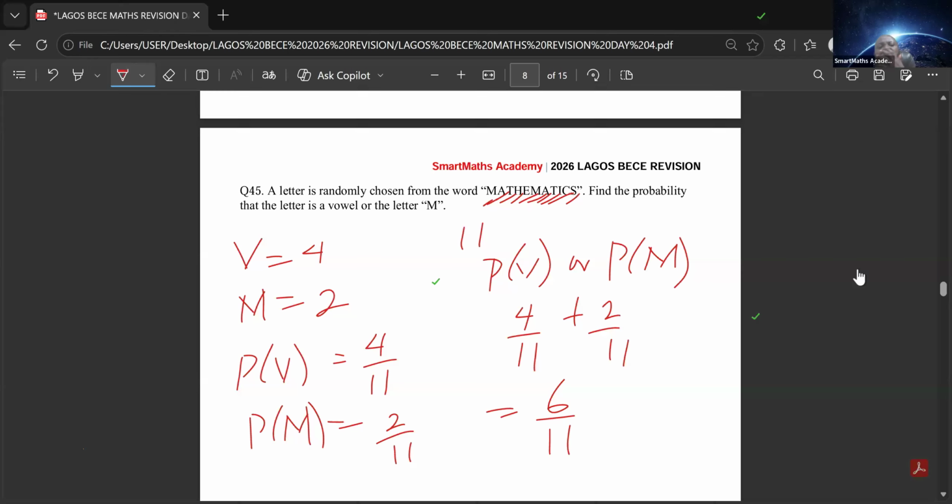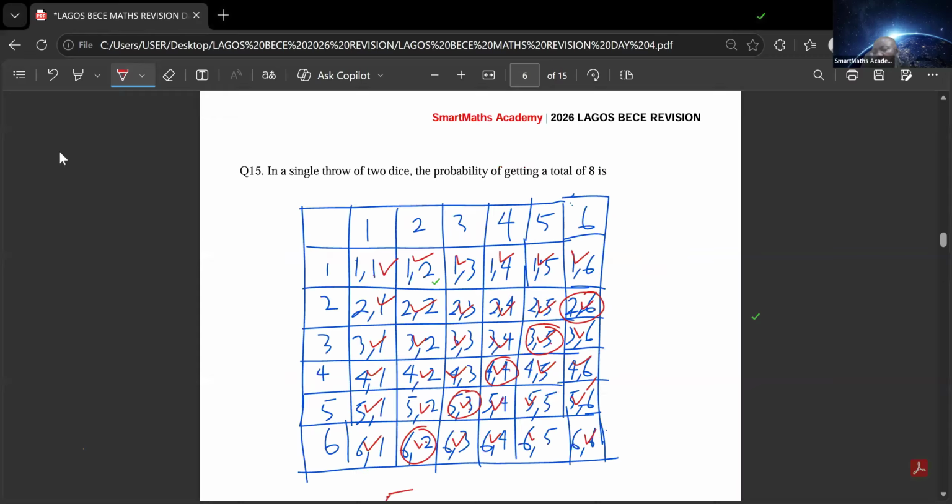Because the question says, in a single throw of 2 dice, you are trying to... Have you seen dice before? Emily, unmute yourself. Emily is not there again. I want you to talk to me so that I will be very sure that you are following me. Okay, you can open your mic now. Yes, I've seen that before. You've seen dice before. Okay. Just don't mute yourself. Just listen. So since you have seen dice before, how many numbers are on the dice?